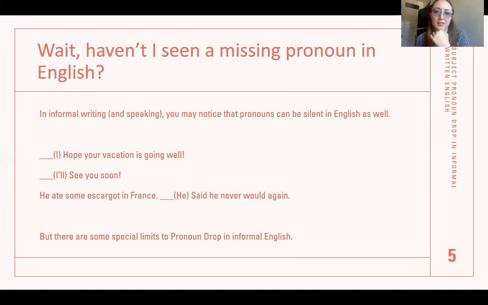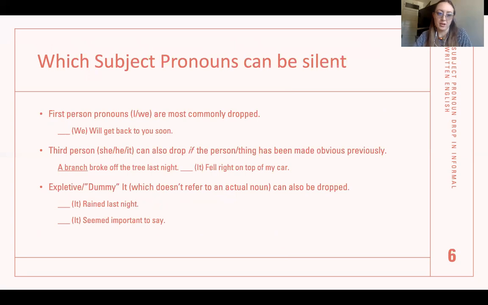But it's important, as I said, that the person that we're talking about, or the thing, has already been established. So here we have he ate some escargot in France, so we already know it's he, and then maybe said he would never do it again. And remember that these are also examples from written English. So they may seem a little strange when I say them out loud, but I think native speakers would agree that this seems fine. However, it doesn't work with all pronouns, as we'll see in a minute.